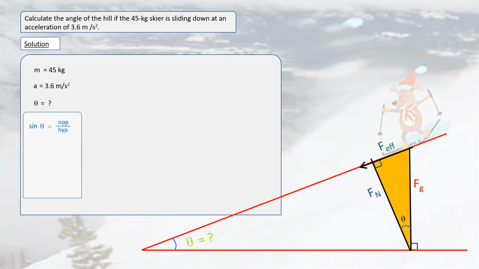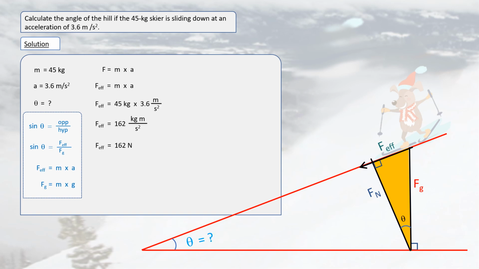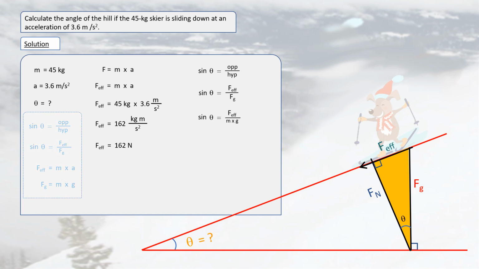Let's list the formulas at our disposal. Because we have mass and acceleration, we can start off by solving for force. Specifically, we need to solve for effective force, which is the force parallel to the direction of movement. Plugging in, we calculate that the effective force is equal to 162 newtons. But our goal is to find the angle theta. Here we can use our trigonometric ratio. Sine theta is equal to opposite over hypotenuse. Then substitute F effective for opposite and Fg for hypotenuse. Further substituting and plugging in gives sine theta is equal to 0.367. But let's remind ourselves that what we are looking for is theta, not sine theta.